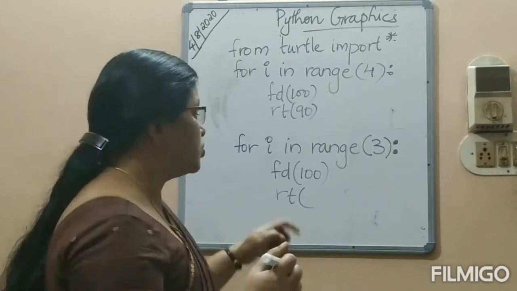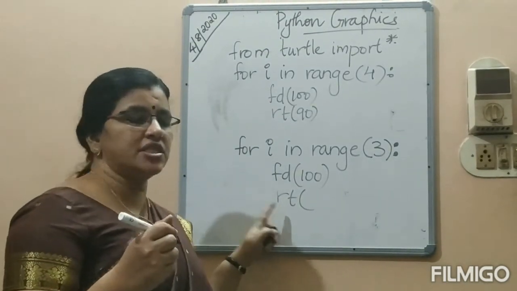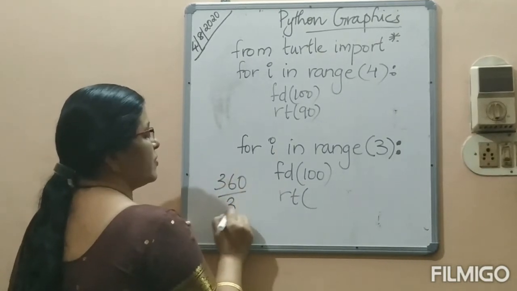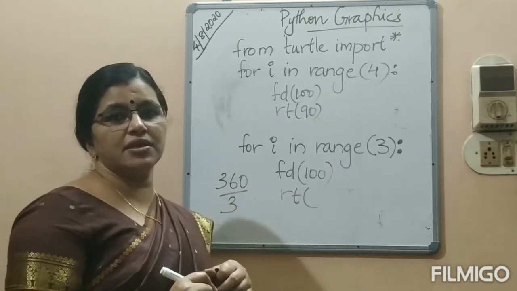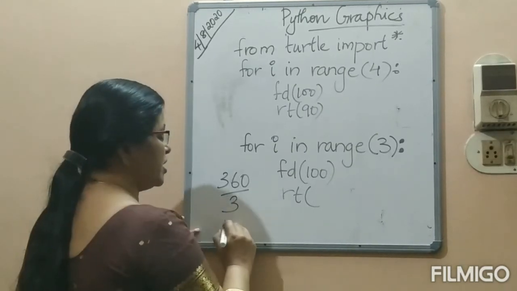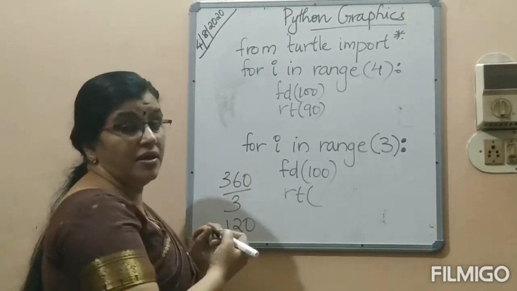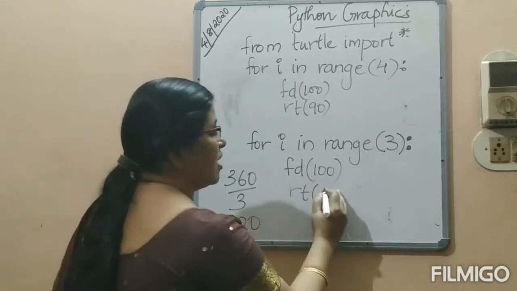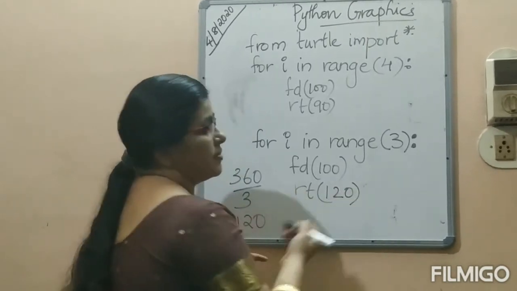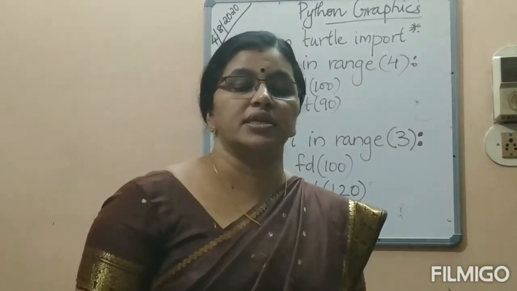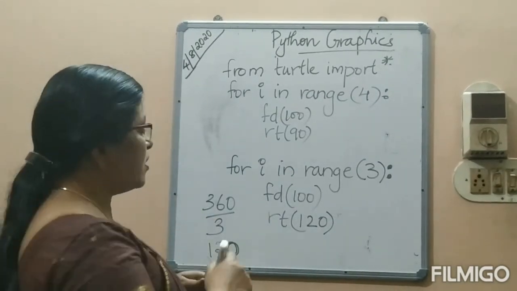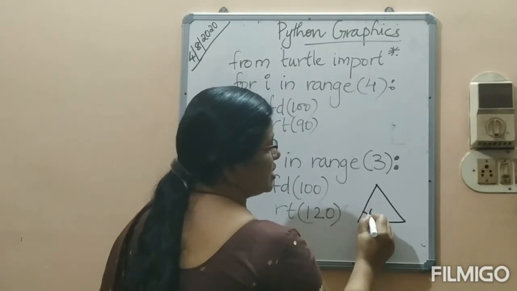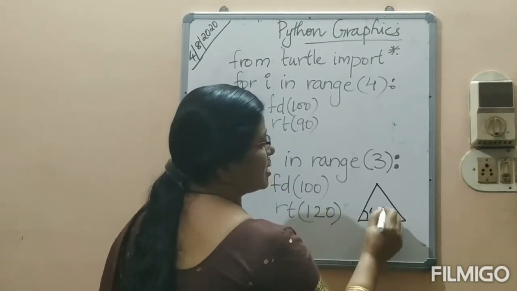To find the RT, that means the right turn, you have to divide 360 by 3. What will be the answer? The answer will be 120. That means the RT is 120. If we draw a triangle, you will say the degree is 60 degree, isn't it?